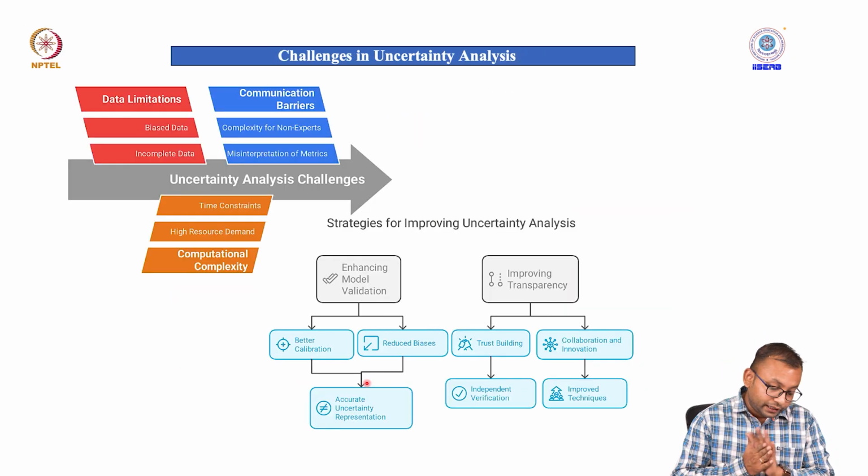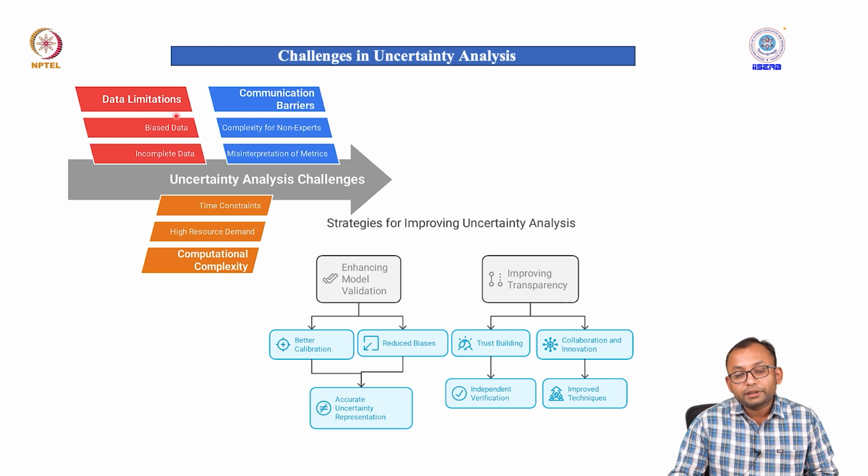The challenges in uncertainty estimates are primarily of three types. Data limitations: we have less data, therefore there are biases in the data, incomplete data and so on. There are communication barriers, complexity for non-experts: we have complex processes in whatever we are modeling, and we have to incorporate multiple other processes as well. Misinterpretation of metrics: oversimplification or parameterization can lead to misinterpretation of metrics. Or computational complexity: high resource datasets or time constraints can lead to some sort of uncertainty and challenges, which is why we have to improve our uncertainty analysis so that we can incorporate all these points as well.